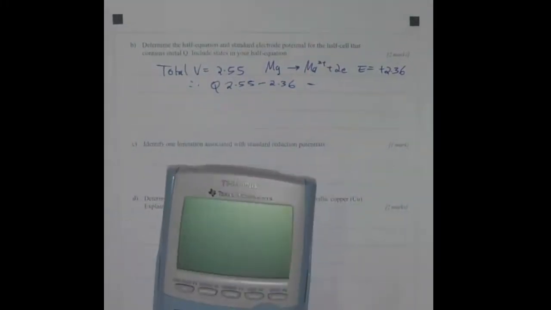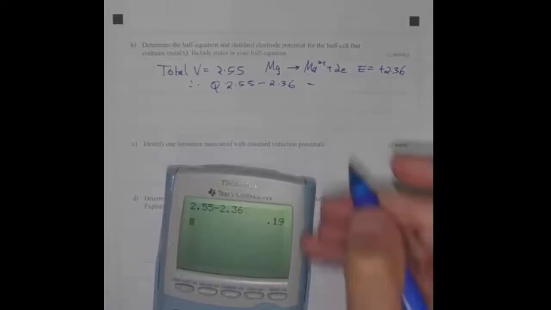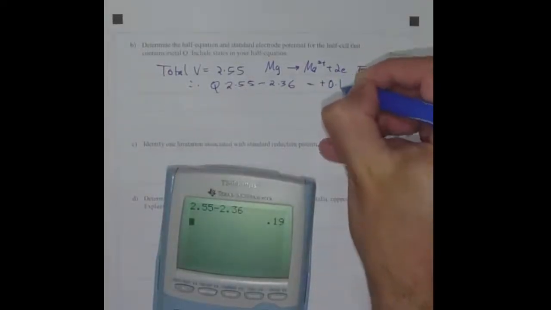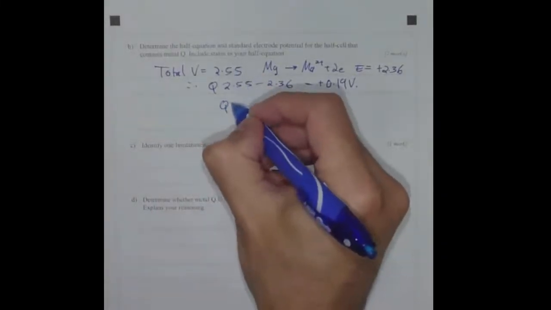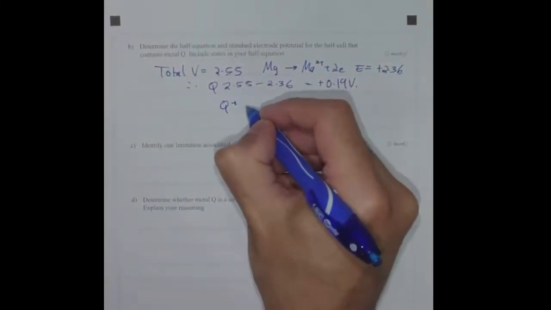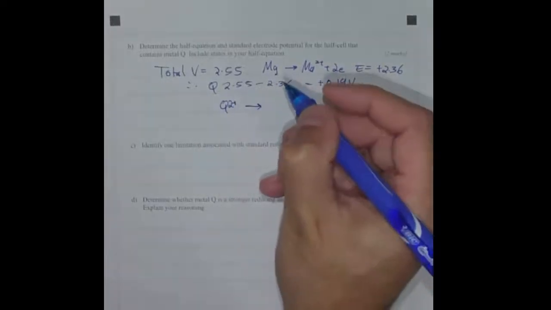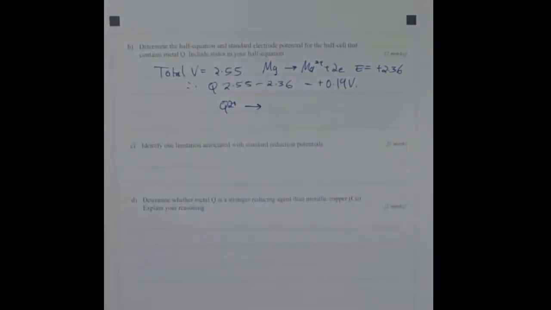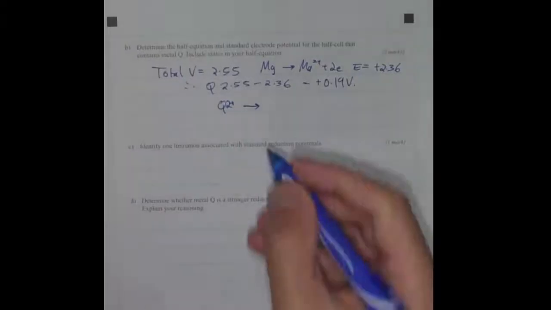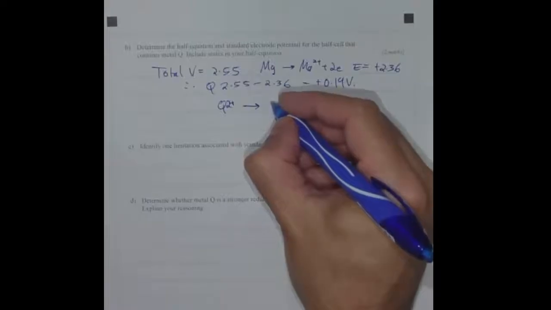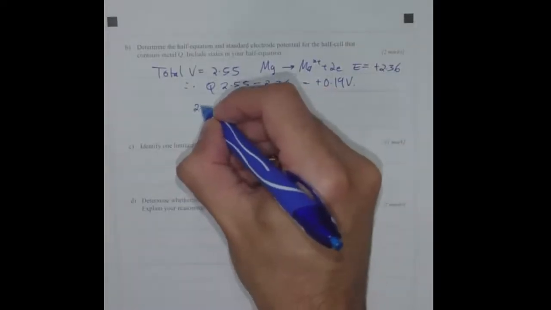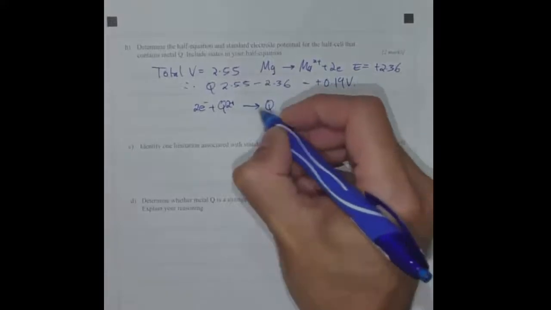And yeah, I don't trust myself that badly. I will do that on a calculator. 0.19 volts. And that would be for Q going to, it says 4, so it's 2+, sorry. I'll correct that on the other page too, where I put plus, it's now 2+. Okay. Q2+ plus 2 electrons goes to Q.